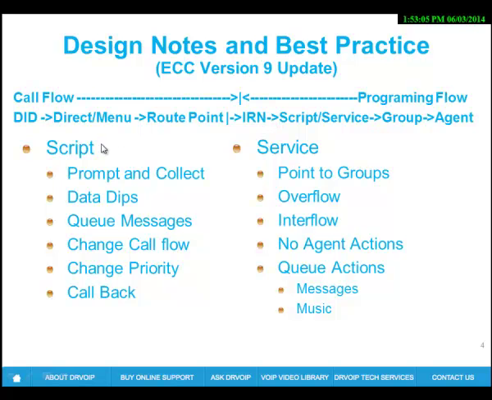A script will typically be something that we use to prompt and collect digits, ask the caller to put in their account number, for example, so we can do a data dip, look this up in an attached computer, and bring it back and manipulate our call flow based on that result. This is where we define our queue messages, establish priorities or call identities that will be used to change call flow. We also initiate our callback scripting here.